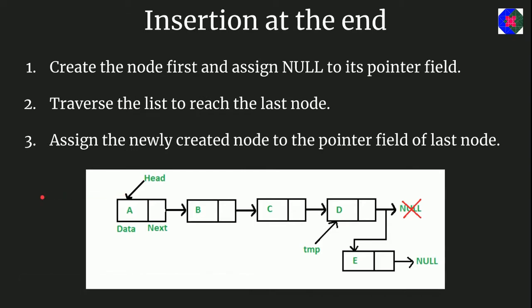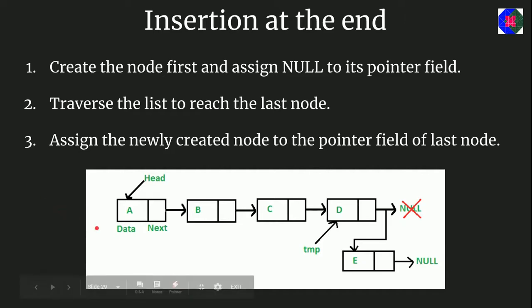The required steps are: first we will have to create a node, assign the data to the data value, and null to the pointer field of the node. Then we have to traverse the whole of the linked list to reach the last node of the linked list, and lastly we will have to assign the pointer field of the last node to the newly created node.